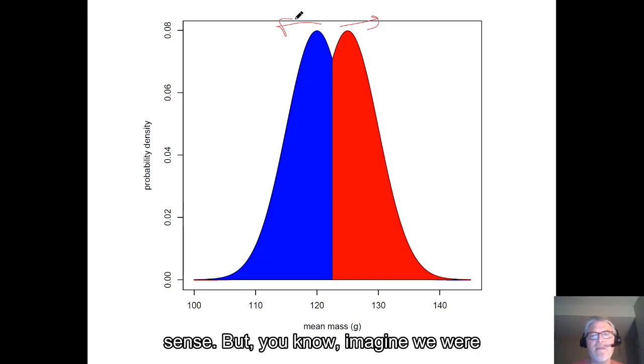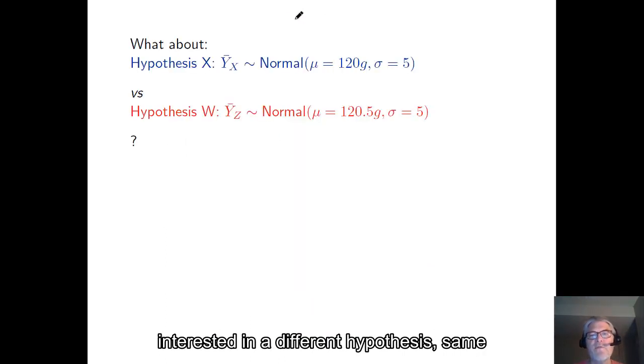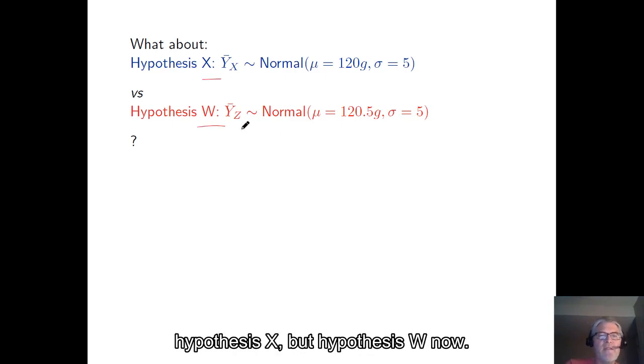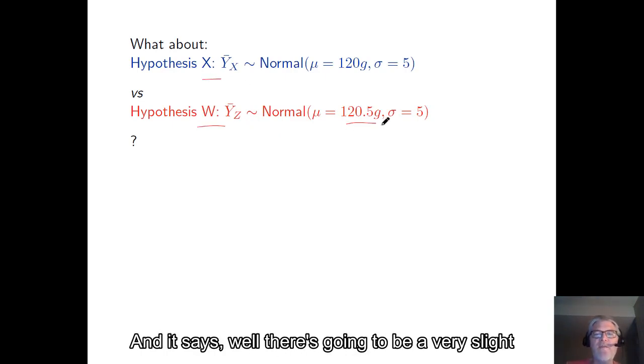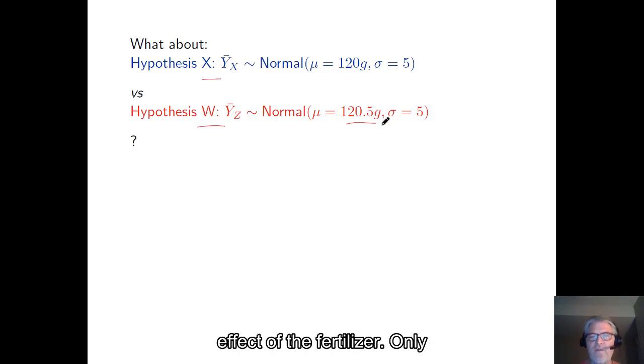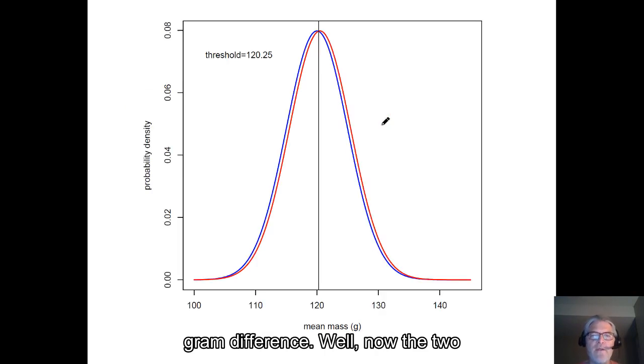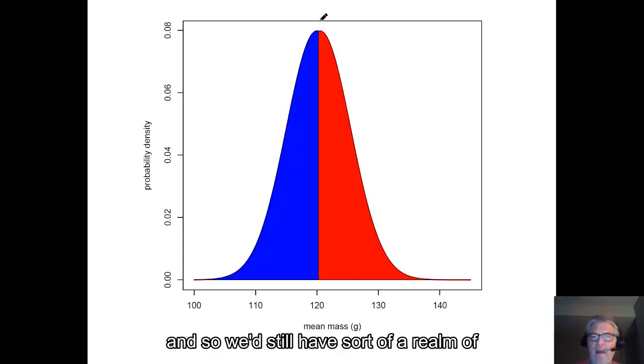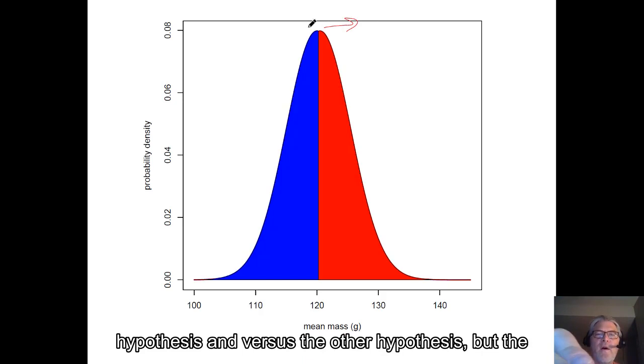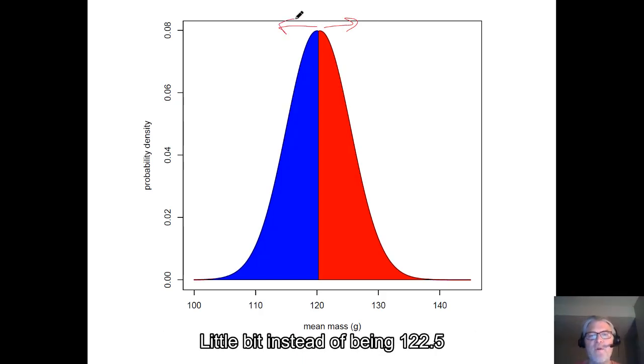That makes some sense, but imagine we were interested in a different hypothesis, same hypothesis X, but hypothesis W now, and it says there's going to be a very slight effect of the fertilizer, only bringing this up to a mean of 120.5, so only half a gram difference. Well, now the two curves are almost identical. There still is a threshold halfway in between them, and so we'd still have a realm of values that prefer one hypothesis versus the other. But the threshold's changed quite a bit. Instead of being 122.5, now it's 120.5.